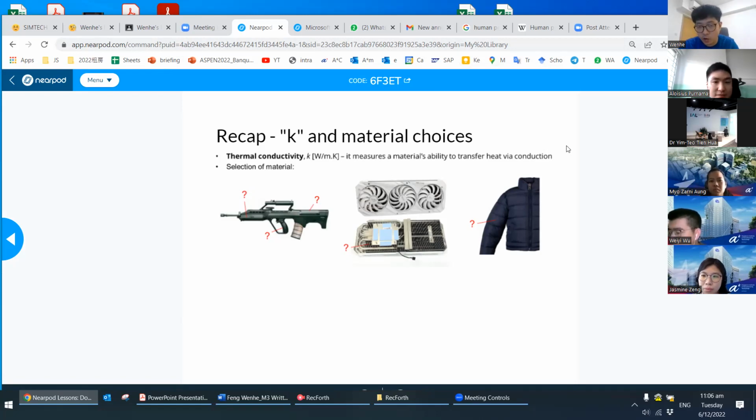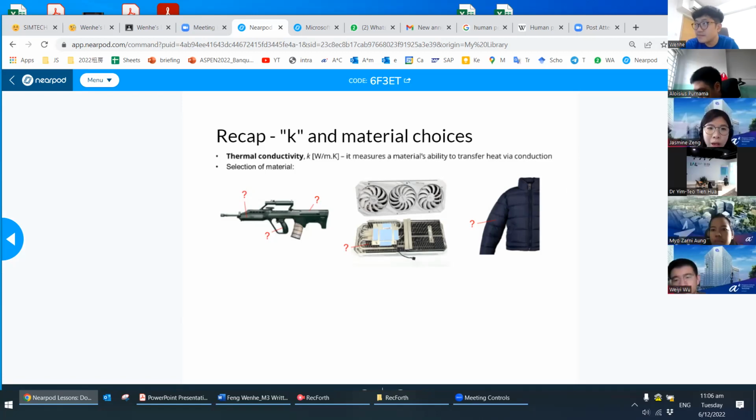And then for the electronics heat sink, can I have Jasmine to provide with us your thoughts? Which kind of material would you choose? Okay, so we want something with a high thermal conductivity also, and probably something lightweight if it's going to be used in a portable device. So I chose aluminium. Jolly good. Thank you very much. And lastly is the so-called down jacket. Can I have Wei to describe us what kind of choice would you make?